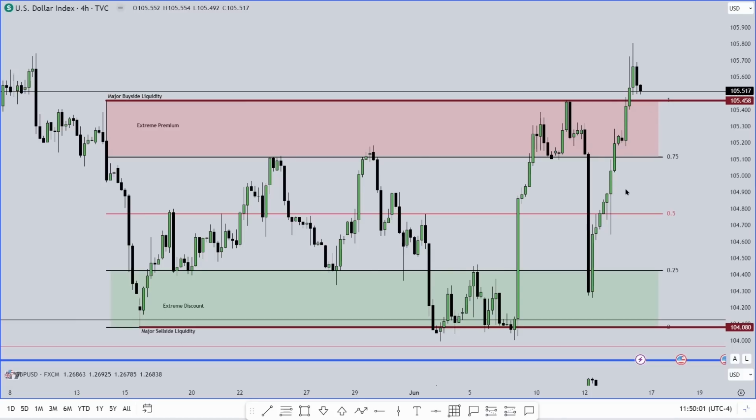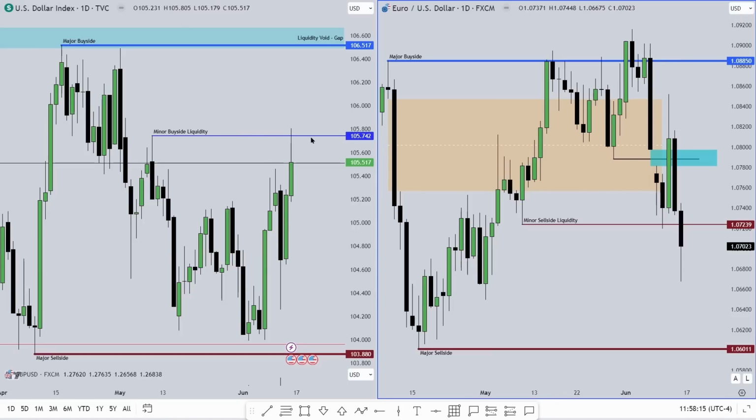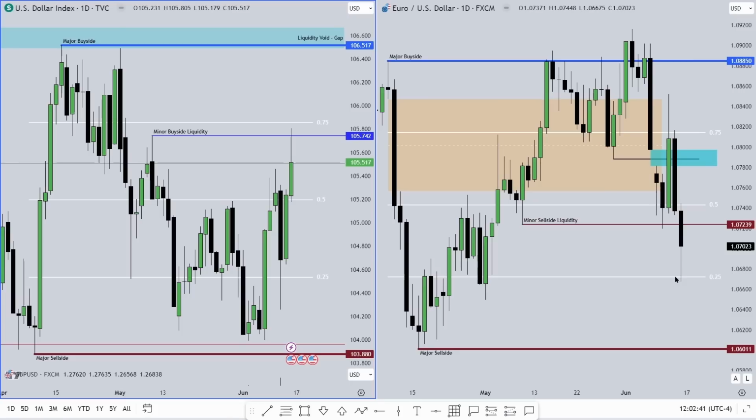And I'll explain the reasoning why I think that we may want to slip lower, at least initially, is because of what I can see between the euro dollar and the dollar index. The first thing to note is how we've swept the buy-side liquidity above this swing high, but we haven't closed above it. Whereas on the euro, we've actually closed back below the equivalent minor sell-side liquidity pool. And we've dropped into the 25 DRT, so we've touched into an extreme discount relative to the dealing range. Whereas the dollar index is failing to get into the extreme premium of this dealing range. So it could be showing weakness at the minute.